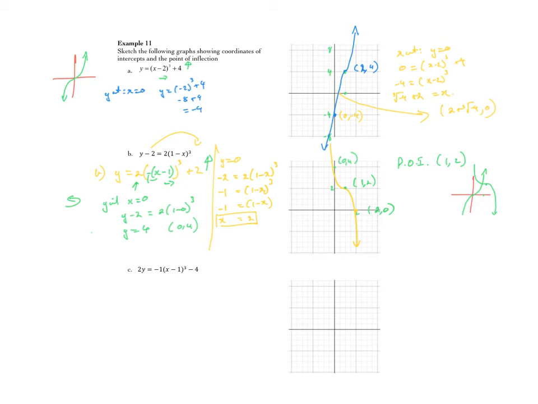Number 3, let's divide everything by 2. So I get y is equal to negative 1/2 times x minus 1 all cubed, minus 2. Everything gets divided by 2, yeah? So now it's clear cut again: dilation of a half, so it's going to be a bit fatter. Negative, it flips upside down. 1 unit to the right, 2 units down. All right, so first things first, we know that point of inflection is at the point 1, negative 2. So I'll use the same scale, I think. So 1 across, down negative 2.